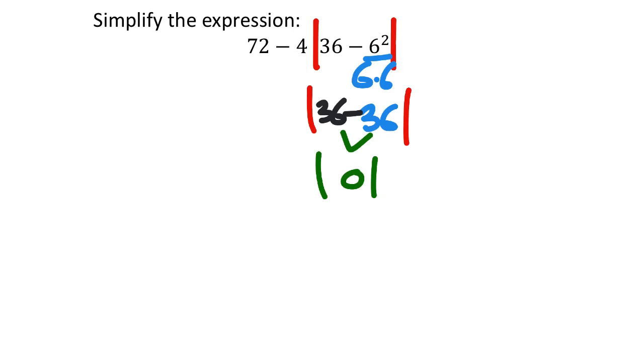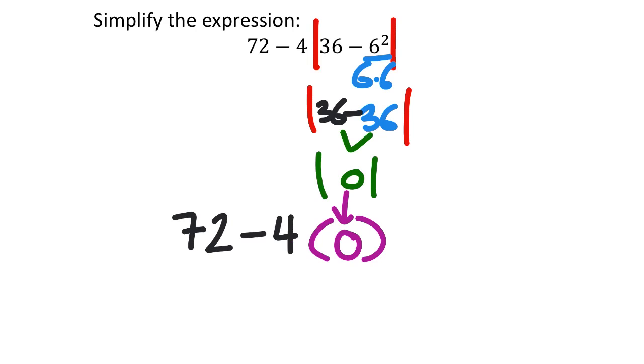Now, absolute values ask how far away from 0 a value is. And how far away from 0 is 0? 0. Now notice, I changed the parentheses, or the absolute values, into parentheses. So rewriting this expression, now we got 72 minus 4. Now just like we talked about before, the thing we do not want to see is 72 minus 4 first. Don't do it. Please don't do it.